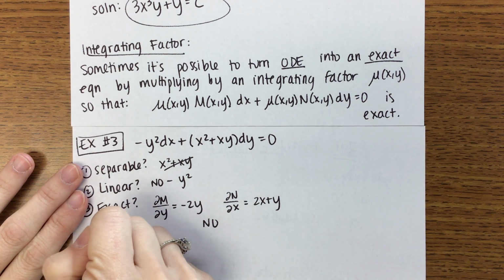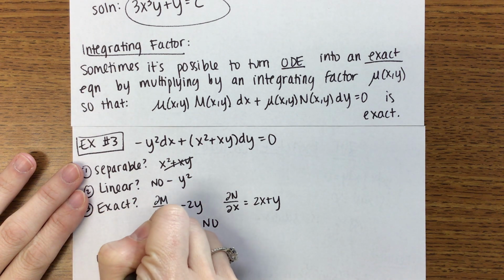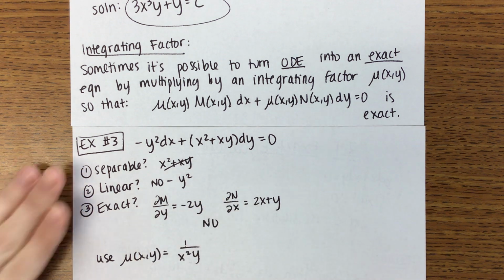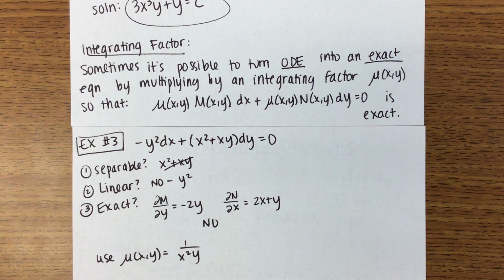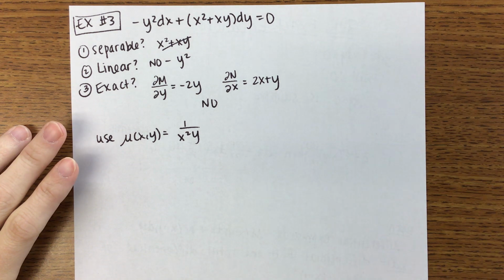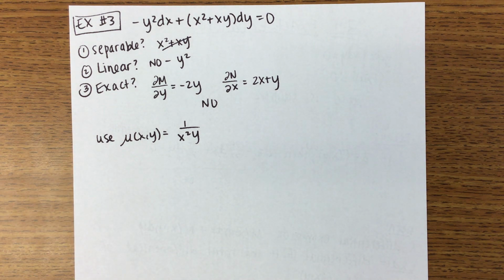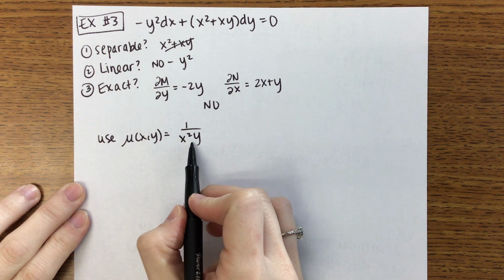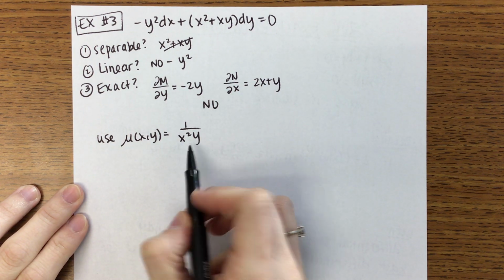Now, I will tell us that we can use mu of xy is equal to 1 over x squared y. So that's going to be our integrating factor. What we're going to do is multiply by that integrating factor. We're going to prove that this equation is exact, and then we're going to solve it. So we're going to multiply that entire equation by 1 over x squared y.